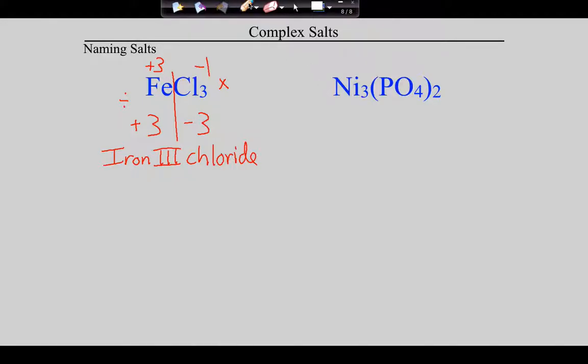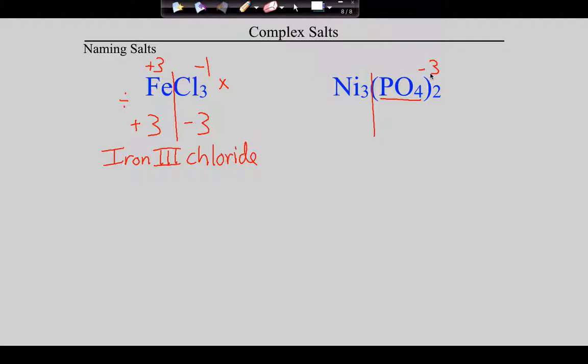So let's try another one. Looking at this guy, Ni3(PO4)2. The first thing we do, please don't forget to do this, is look up nickel, and nickel can either be +2 or +3. It's element 28. It's got more than 1 charge. So what do we do? We break this thing in half. Then we always start on the right, and we need to know the charge. Our ion is PO4, so we need the charge of PO4. We find that on the right side of the polyatomic ion chart, and its charge is -3.